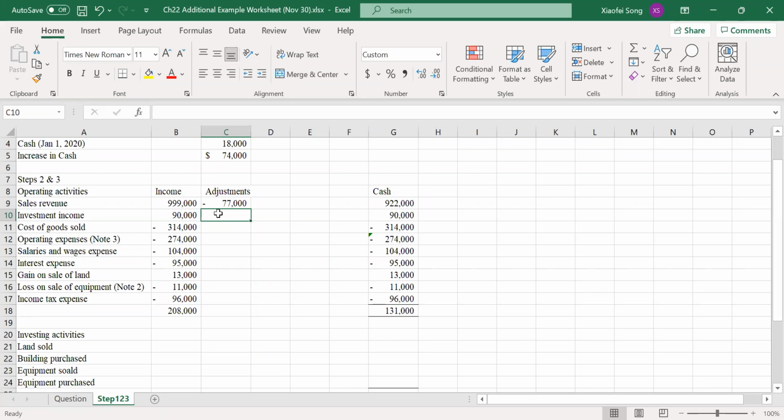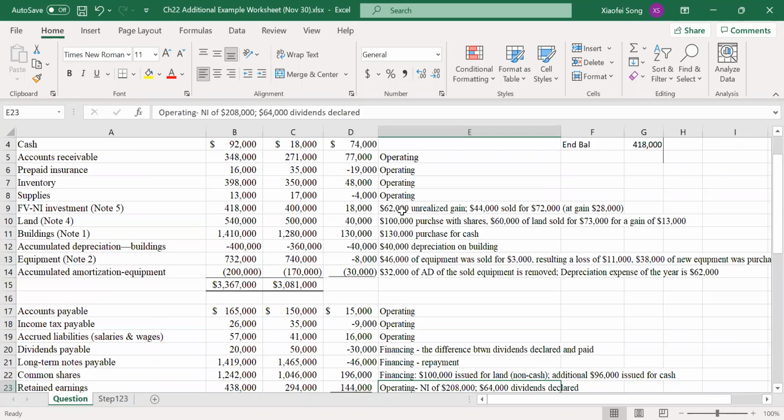There's no purchase, there are some sales. There are some sales, there's an unrealized gain, there's a realized gain, and there's cash. So there's four things, right? Let's go back to see what we analyzed here. Unrealized gain is 64,000. We have 44,000 worth of investment sold for 72,000, so there's a gain of 28,000.